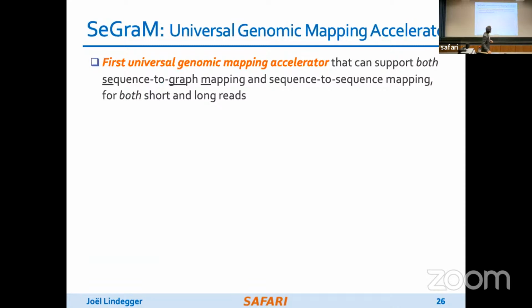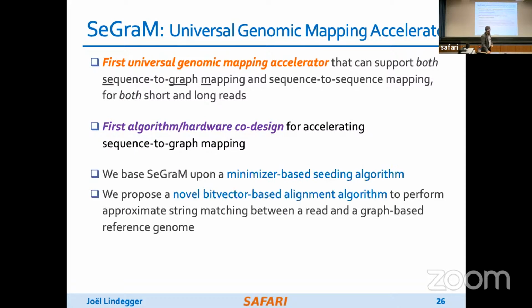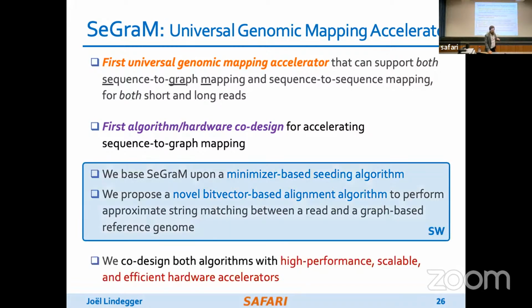Finally, let's get to SeGraM. We proposed this first universal genomic mapping accelerator, and critically, we support both sequence-to-graph mapping, this new use case, and sequence-to-sequence mapping, the old one, and we do it for both short and long reads. We design it by doing an algorithm-hardware co-design, and we basically implement 2 algorithms. We implement 2 components: a minimizer-based seeding algorithm, which is not the alignment step but the seeding step that comes just before, and then we develop a new bit vector-based alignment algorithm that does the heavy lifting. So that's our algorithm side.